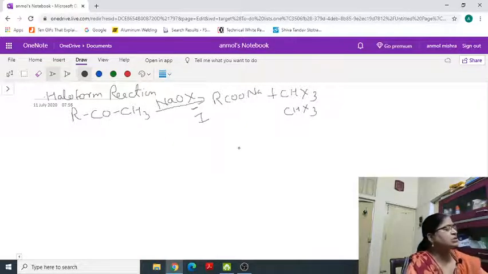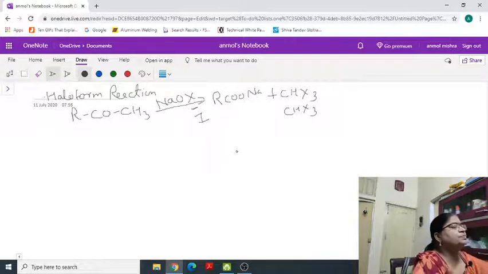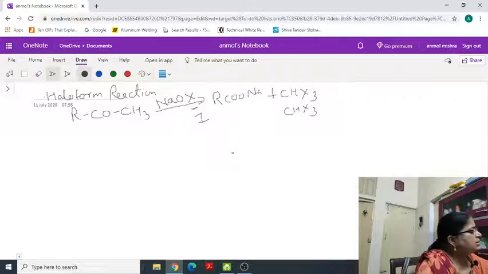So this reaction is also used to distinguish between aldehydes and ketones. It will form a yellow colored compound, that is the iodoform test. This reaction is only given by compounds having a methyl ketone group. Methyl ketone group compounds will only give this reaction.